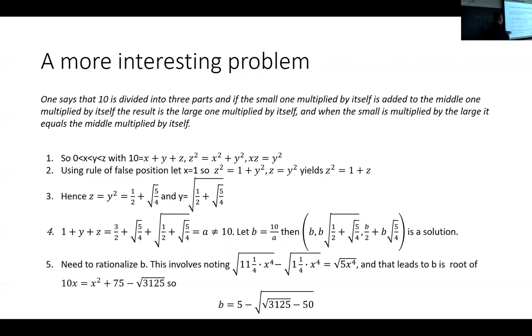Okay, and so now we do 1 plus y plus z. That's supposed to be 10, and we see that it's definitely not 10. Okay, so let's say it's a, and if we let b be 10 divided by a, then that's the factor that we need to blow up the solution to get a correct answer. So if we multiply everything by b, we've got a solution. Now the problem is that b is 10 divided by this thing here.